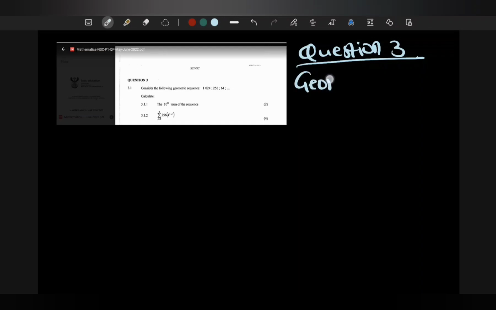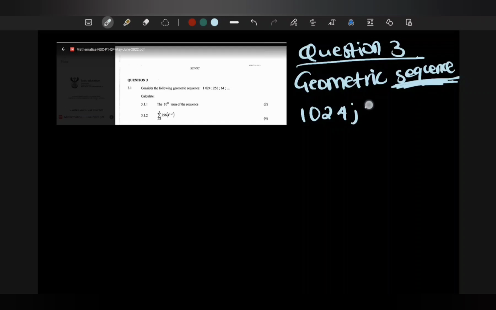The question was question 3. The question says consider the following geometric sequence. So already they tell you it's a geometric sequence, so you don't need to crack your skull trying to figure out what is going on. Not series but sequence, and they give you the sequence 1024, 256, 64 and so on. Then in 3.1.1 they ask you to calculate the 10th term of the sequence.